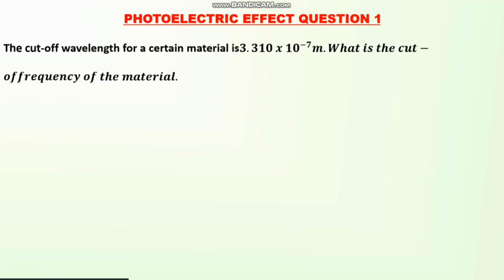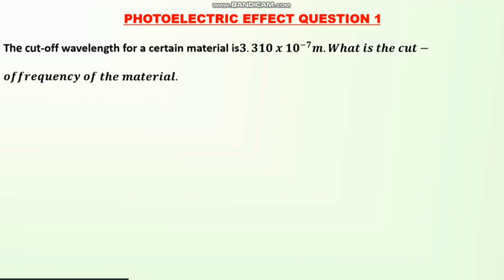My name is Teacher Mati, and today we're going to look at a photoelectric effect question, a chapter in the Form 4 Physics syllabus. Our question reads: the cutoff wavelength for a certain material is 3.310 times 10 to the power negative 7 meters. What is the cutoff frequency of the material?